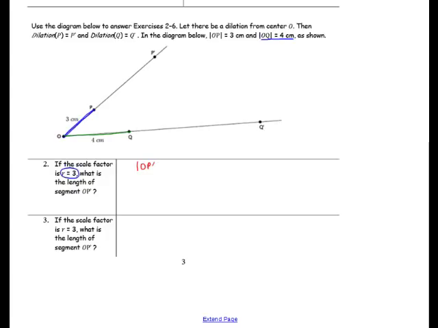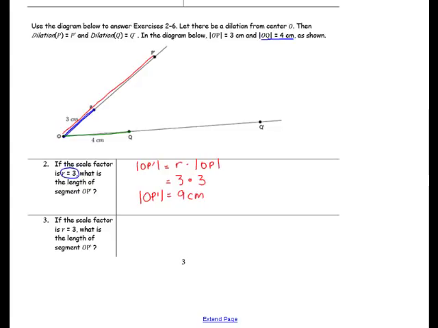The length of OP prime is equal to the scale factor times the original length of OP. OP prime is equal to the scale factor of 3 times the original length, 3. And so the answer is 9 centimeters. That is the length of OP prime. OP prime is that long.